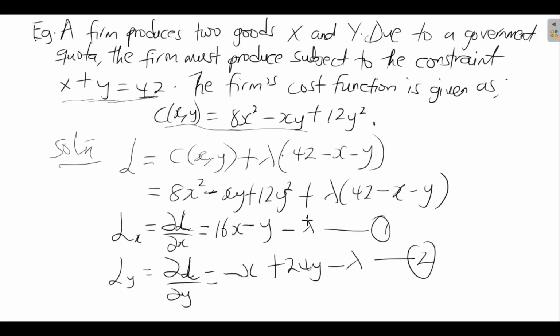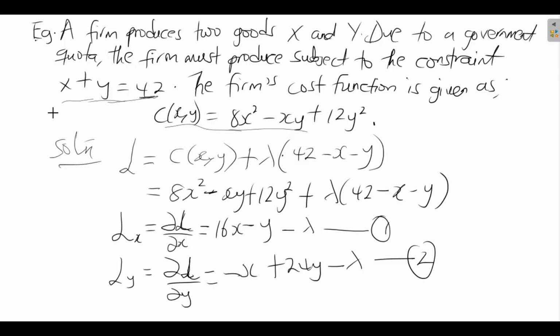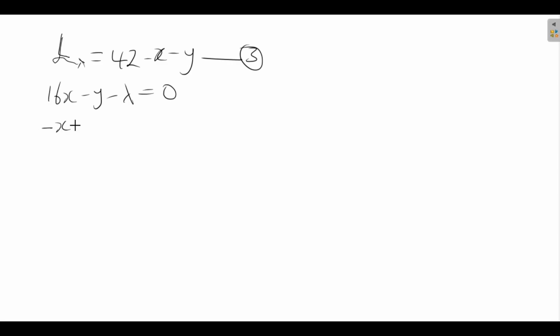That is what we want to do. Now mostly, so let's quickly write the equations again. For the first equation, we have 16x minus y minus lambda equal to 0. That's the first equation. For the second equation, we have negative x plus 24y minus lambda is equal to 0. And the third equation, we have 42 minus x minus y is equal to 0. So this is our equation 1, equation 2, equation 3. I just repeated the same equations.